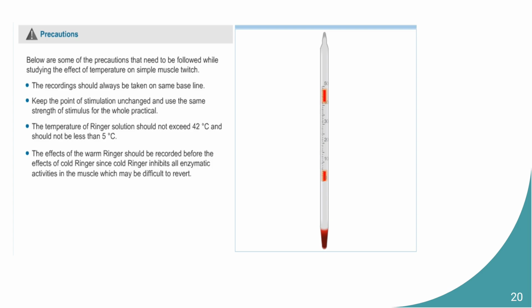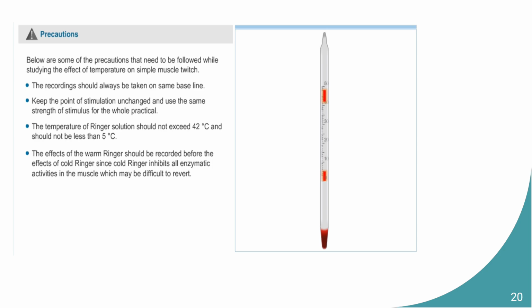The recording should always be taken on the same baseline. Otherwise, we cannot compare the effect on 3 different settings, that is at normal temperature, at high temperature, at low temperature. If we don't keep the same baseline, then the duration of all these phases cannot be compared properly. Keep the point of stimulation unchanged and use the same strength of stimulation for the whole practical.